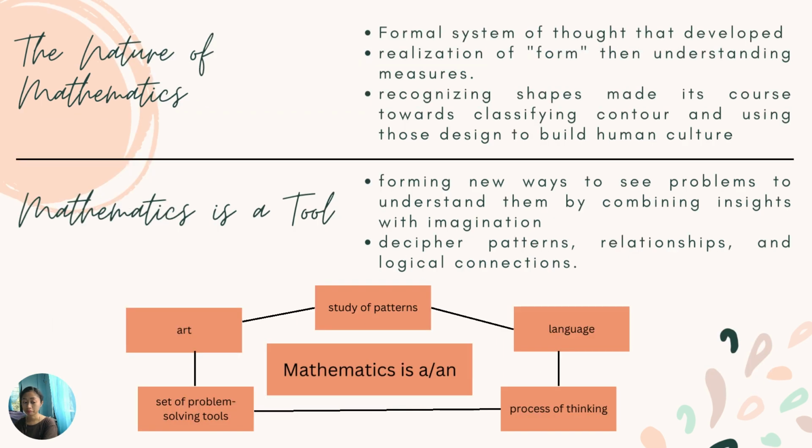And the nature of mathematics. So, according to Stewart in his book Nature's Numbers, mathematics is a formal system of thought that developed, kumbaga, in our minds and evolved in our culture.